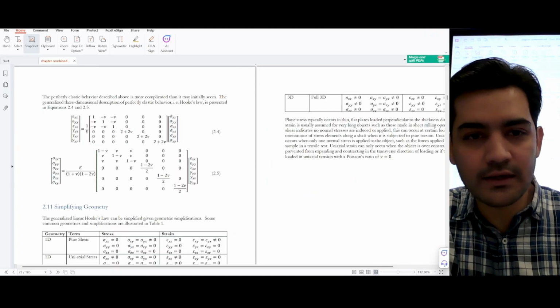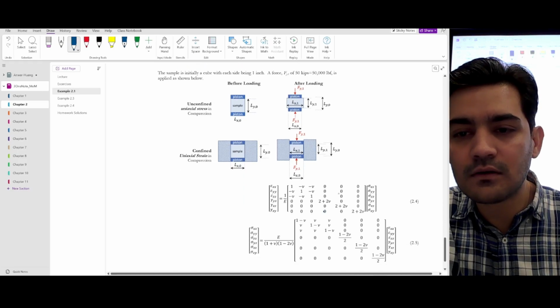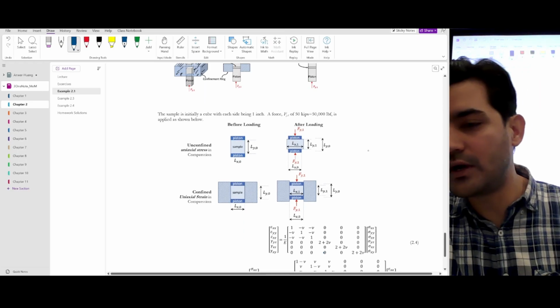So we can do one example. We can do example 2.1.